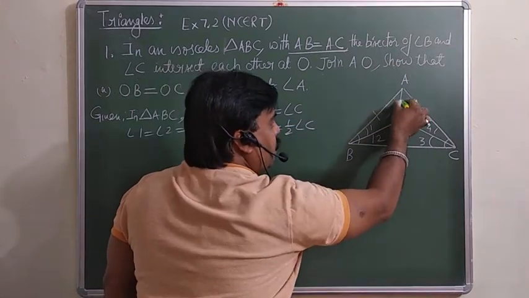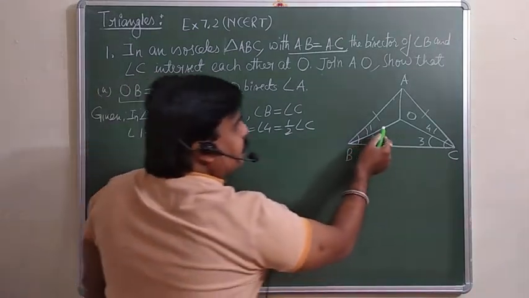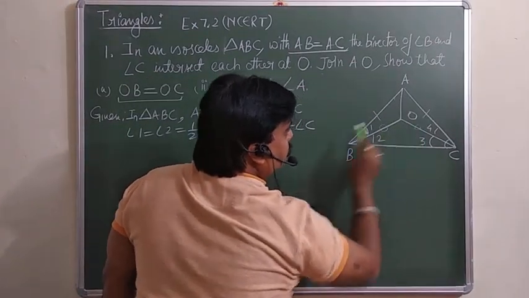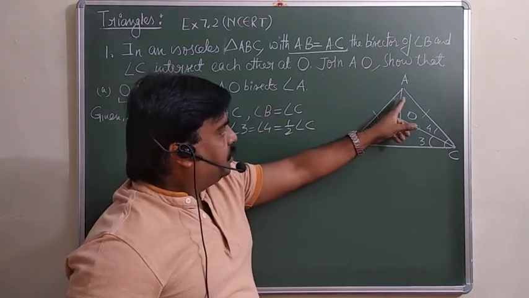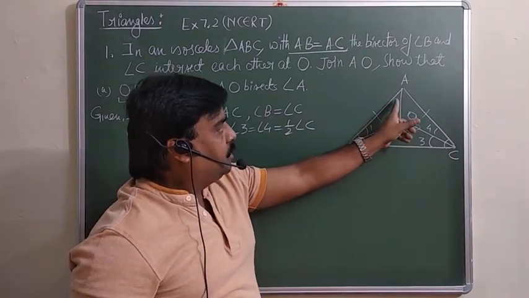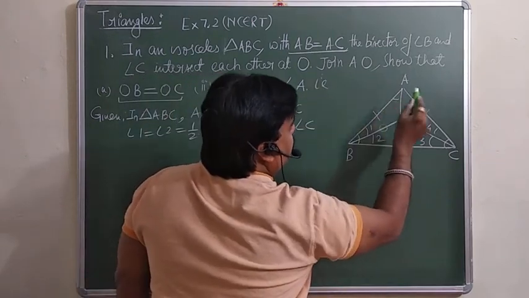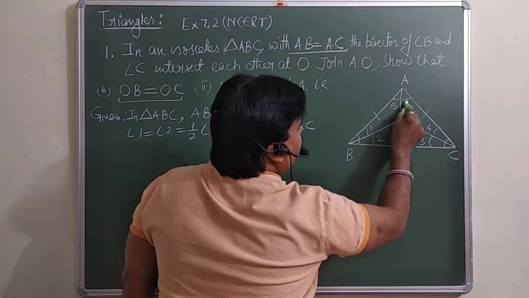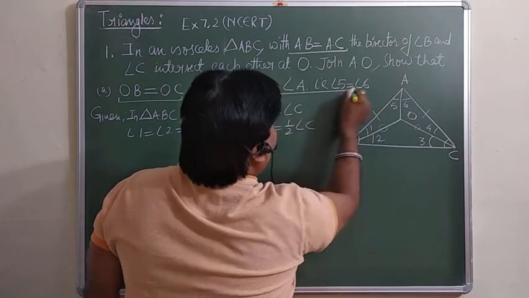You must join this AO. Then we are supposed to show that OB is equal to OC. First, what do we have to show? This is equal to this one. And second, AO bisects angle A, meaning this is equal to this one, that we want to prove. This is angle 5 is equal to angle 6. This is what we want to show.